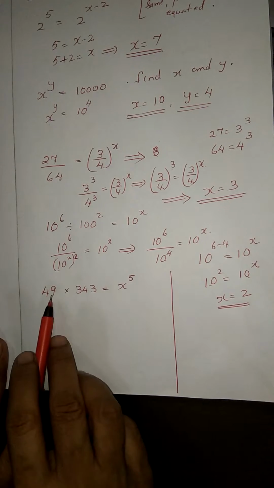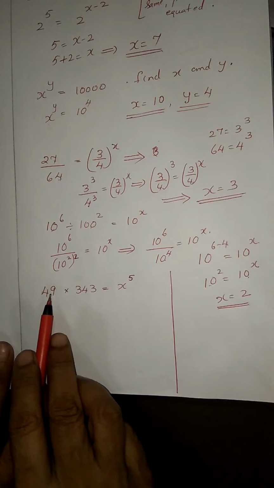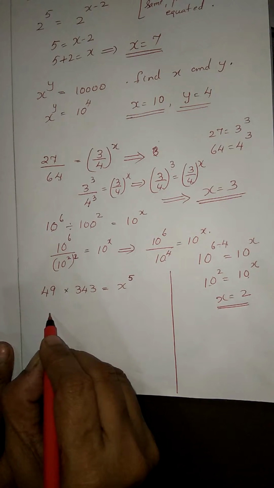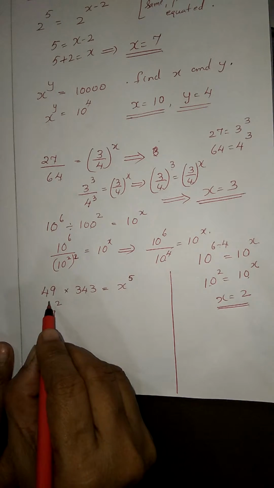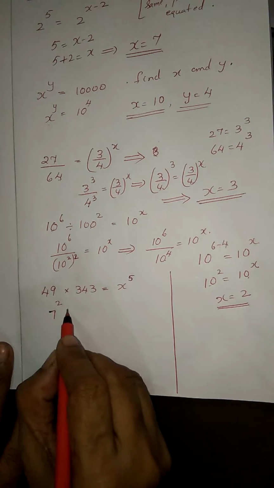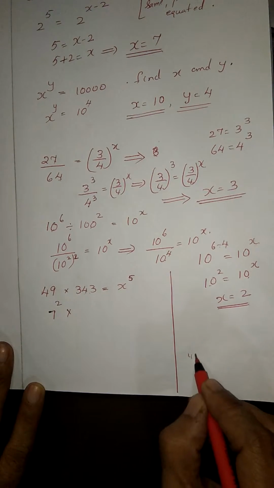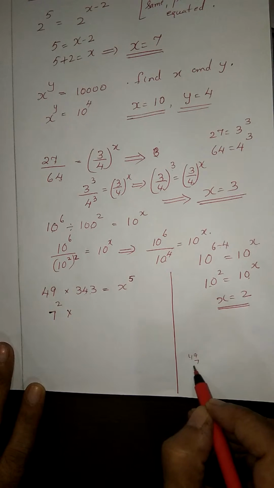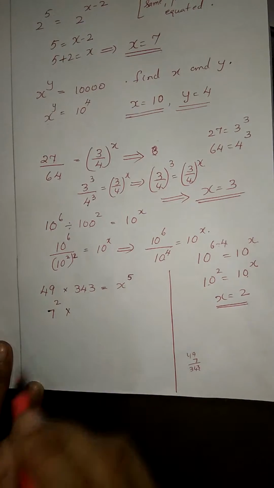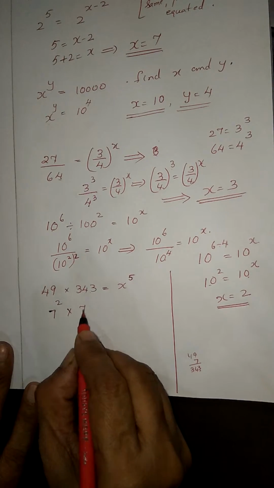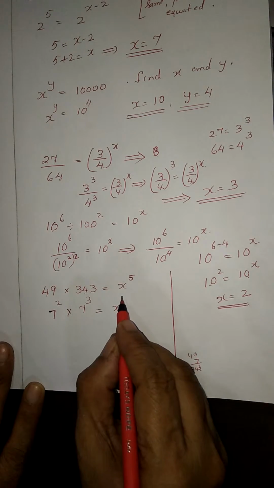Now here this is 49 and this is 343. So 49 you can write as 7 squared and 343 you can write as 7 cube. 7 into 7 is 49, 49 into 7 is 343. So you can write 343 as 7 cube is equal to x to the power of 5.